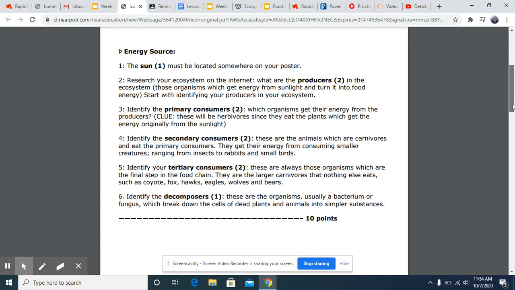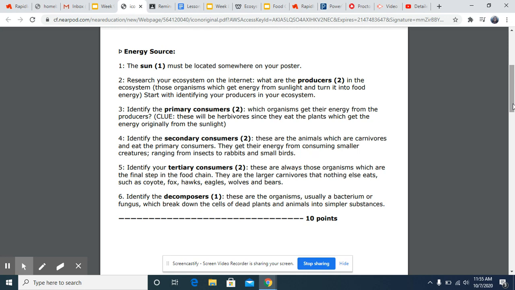You need the energy source. The sun must be located somewhere on your poster because we talked about that the food web starts with the sun. You're going to research your ecosystem on the internet. What are the producers? You need 2 producers in the ecosystem. Those organisms get energy from sunlight and turn it into food. These are like types of plants. You need to choose 2 types of producers or plants. Start with identifying your producers in the ecosystem. So you're going to have the sun, and then your 2 producers.